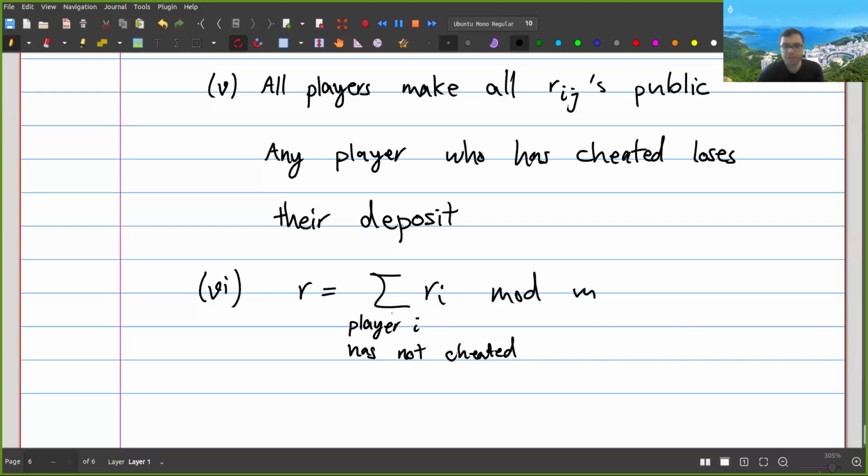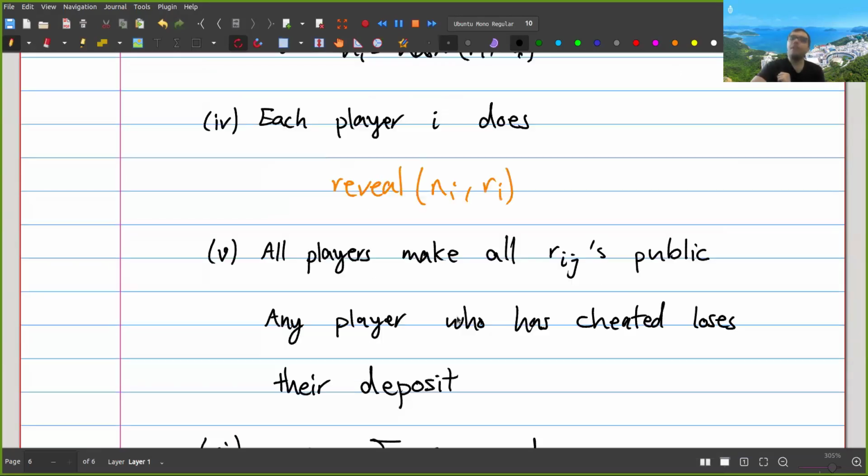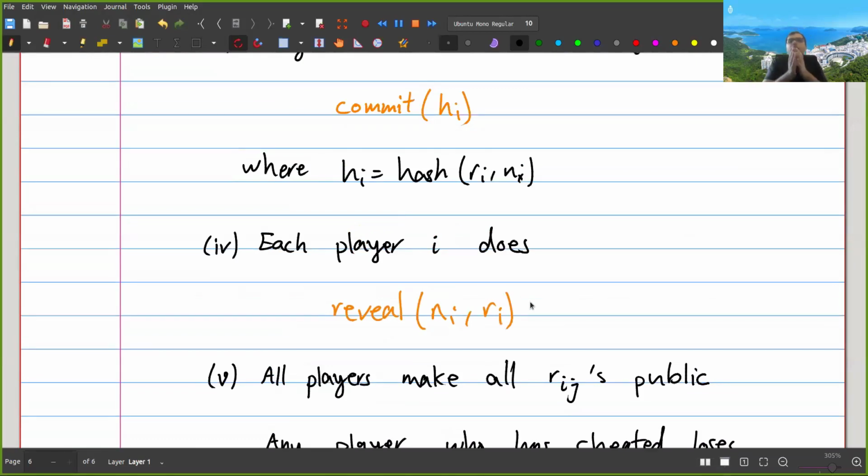This is actually the sum over all players who have not cheated in their shares, let's say. If you have cheated by not revealing, we will still find your Ri value and we will still add it to the sum. So this makes sure that we don't have the problem that we had at the end of the previous session. No player has the option of saying, I don't reveal. If you don't reveal, you're just losing your deposit. Other people will reveal it for you anyway.